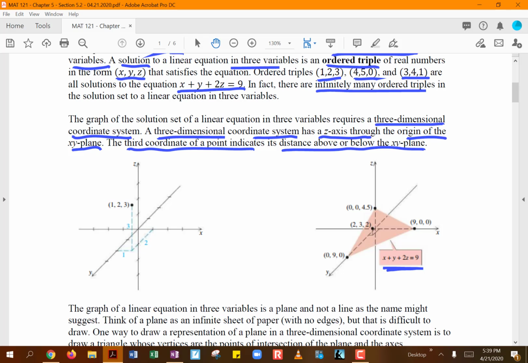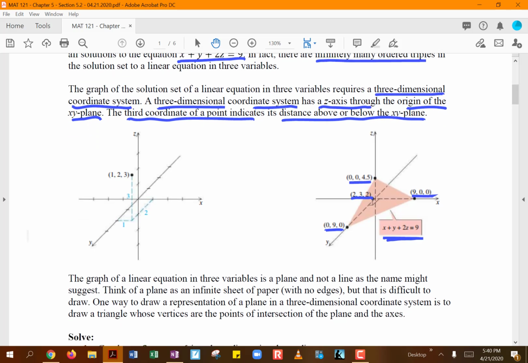So you can see we are actually just showing you the vertices where this plane is going to cross our three axes. It crosses the x-axis at the ordered triple (9, 0, 0). It crosses the y-axis at (0, 9, 0), and it crosses the z-axis at (0, 0, 4.5). Okay, so that's where it's going to cross each of the axes, and this point (2, 3, 2) is just a point in the middle of your plane that is formed over here.